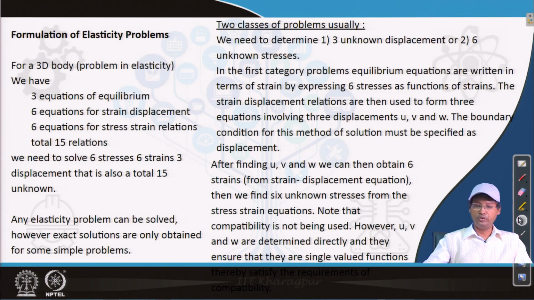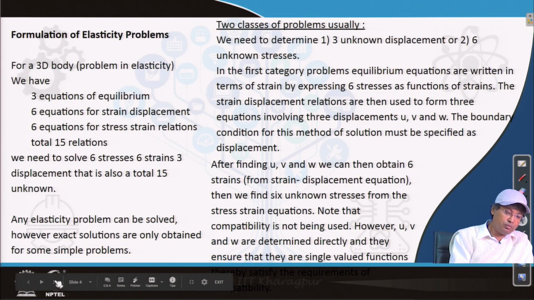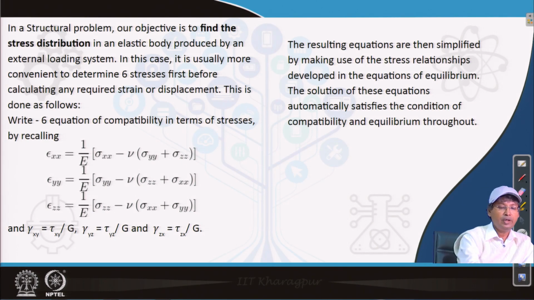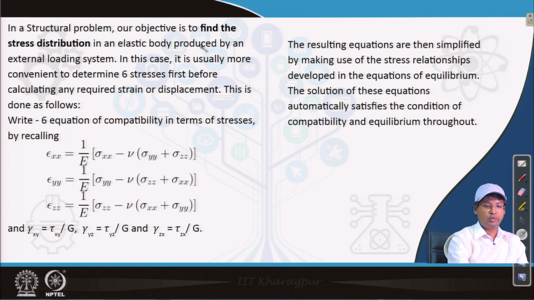With that note, we move forward to have some more discussion on the solution process. In a structural problem, our objective is to find the stress distribution in an elastic body produced by an external loading system. In this case, it is usually more convenient to determine the 6 stresses first before calculating any required strain or displacement. This is done as follows. So, write the 6 equations of compatibility in terms of stresses.